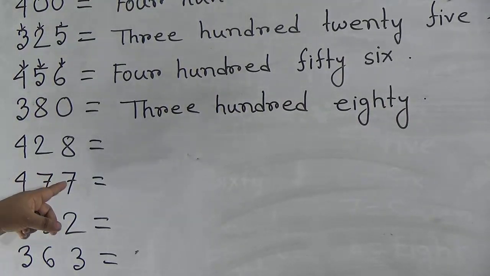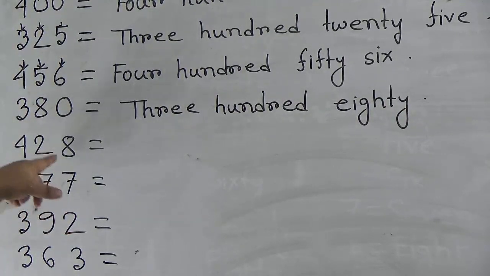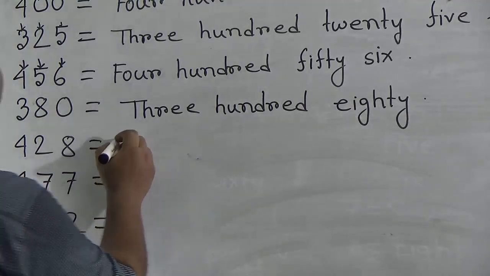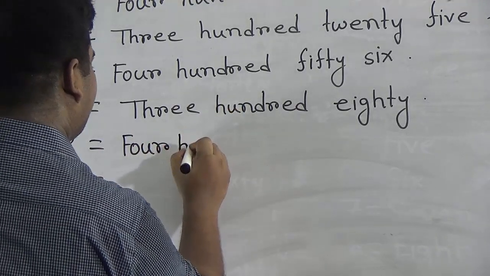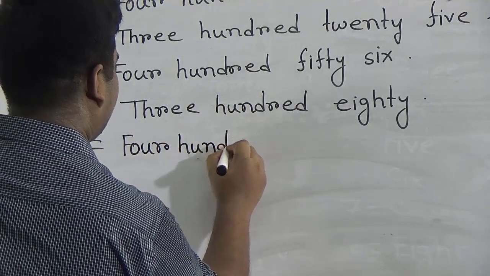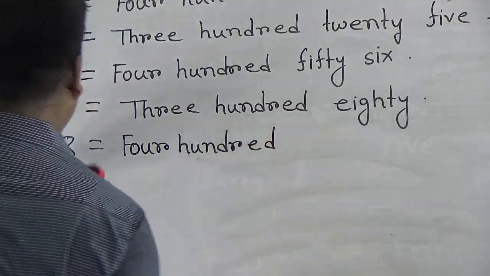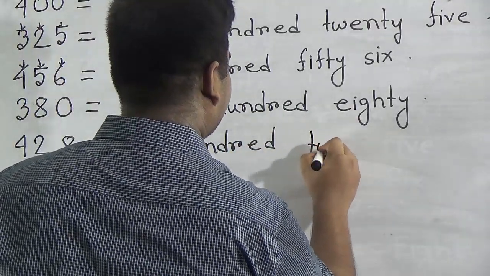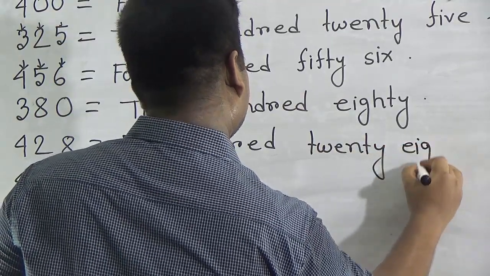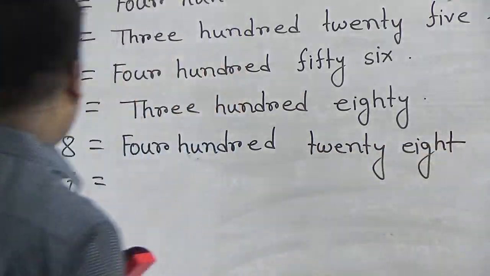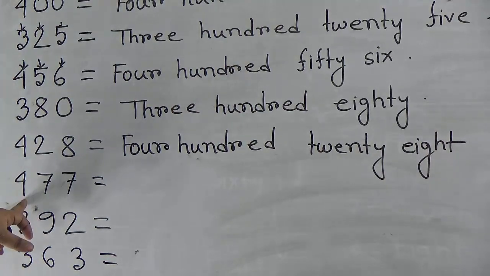Okay, our next number is 428. So write 4 first, F-O-U-R, and 100, as usual, write H-U-N-D-R-E-D, 428.